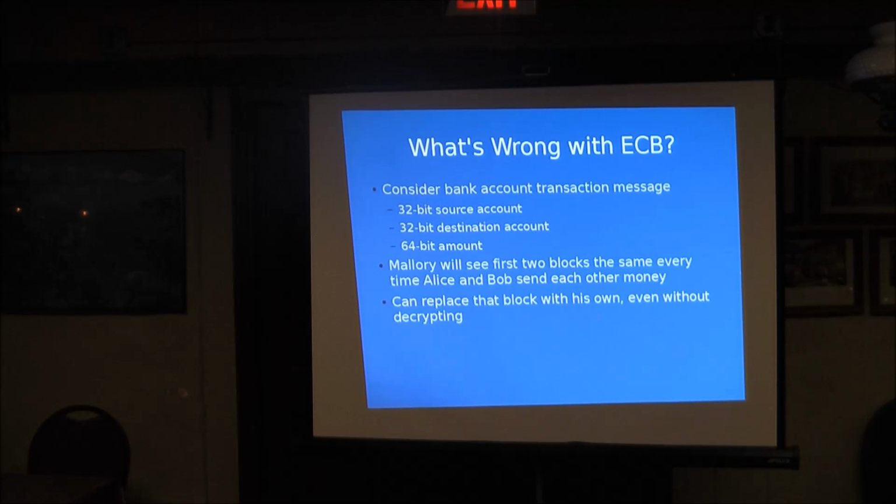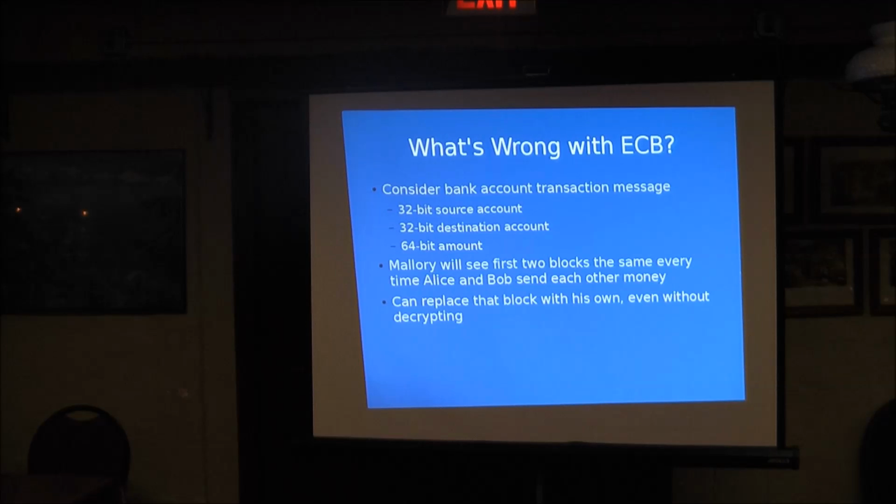Let's say we had a bank account transaction message. So we have a 32-bit source account, 32-bit destination account, and then a 64-bit amount. So we've got this little structured message here. Mallory's been watching the bank's data go over the wire, and he notices every time Alice and Bob send each other money, the source and destination numbers are the same. They're encrypted, but they're exactly the same because they're in cookbook mode. It always maps exactly the same.